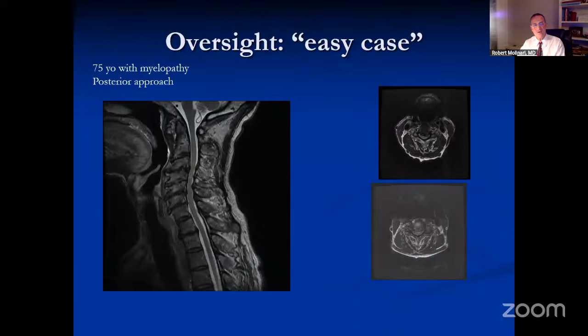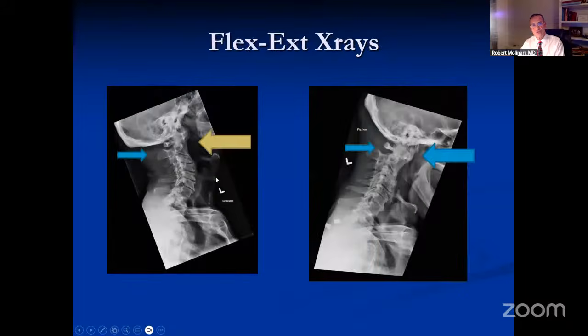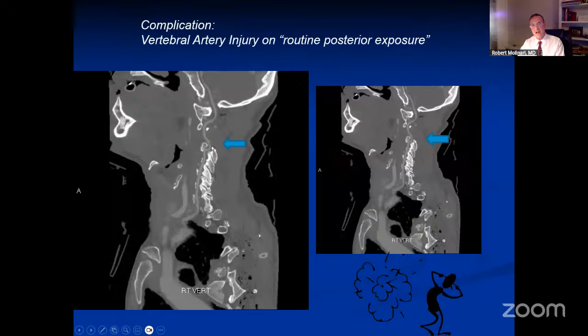Okay, so finishing up here, another example of a mistake is just oversight. You think something is an easy case and you get in, and it actually turns out to be more complicated than you think. This is a 75-year-old patient who had myelopathy, who had a routine posterior cervical exposure for myelopathy. And what happened? There was a vertebral artery injury on exposure.